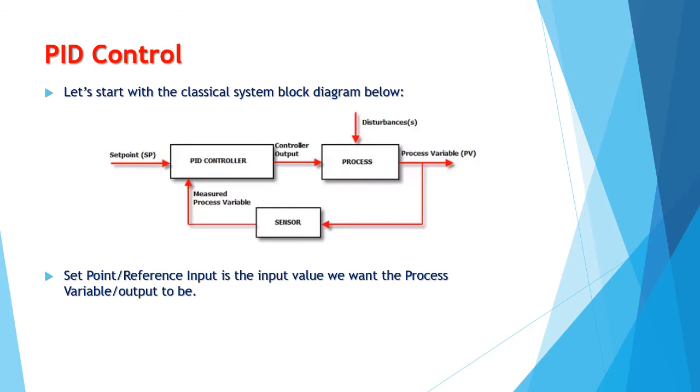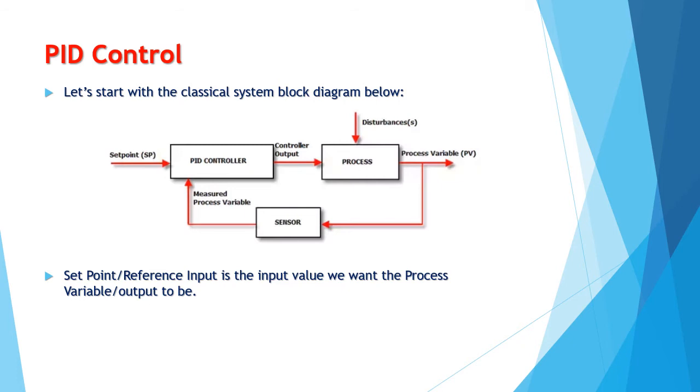For example, think of your heating system in your home. We want the room to be at 25 degrees Celsius. So we give our system 25 degrees Celsius as the set point or input. The system tries to regulate the process variable or output to have a value as close as 25 degrees Celsius as possible.